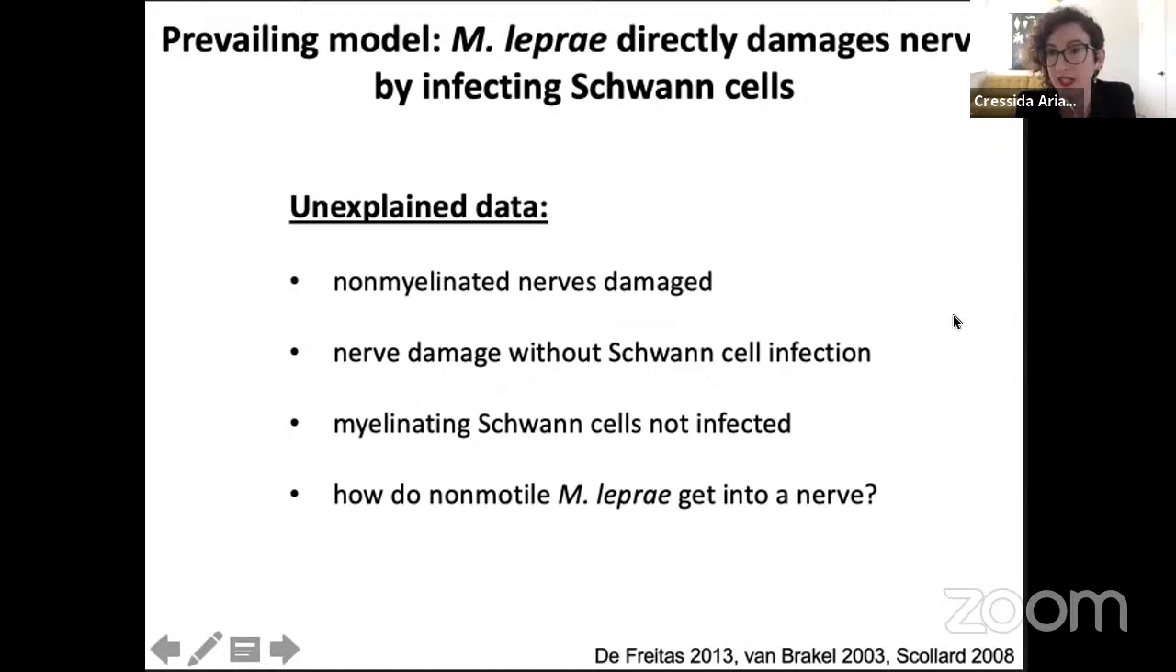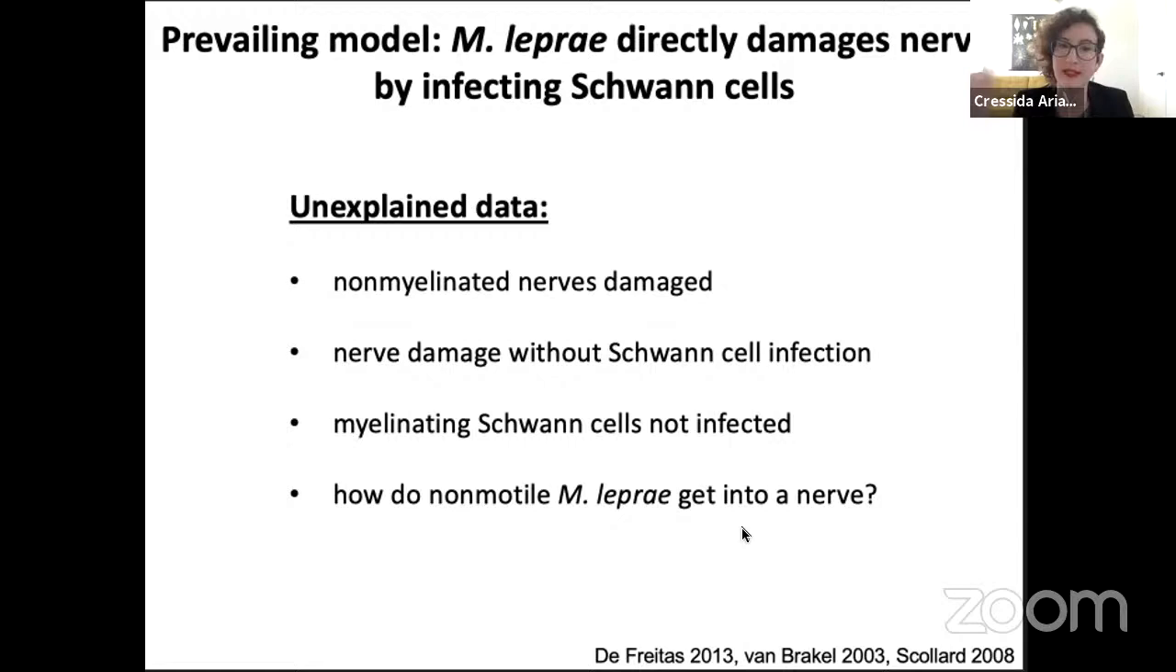So some of the unexplained data from humans that is difficult to understand in context of this existing model is that we see non-myelinated nerves being damaged in leprosy patients. Schwann cell infection often is seen in leprosy patients, but sometimes it's not. And of course, the nerve damage is always there. Also, myelinating Schwann cells are not observed to be infected in leprosy patient biopsies. We typically see infection of the non-myelinating Schwann cells. And so that begs the question of how myelinating Schwann cells might be infected.